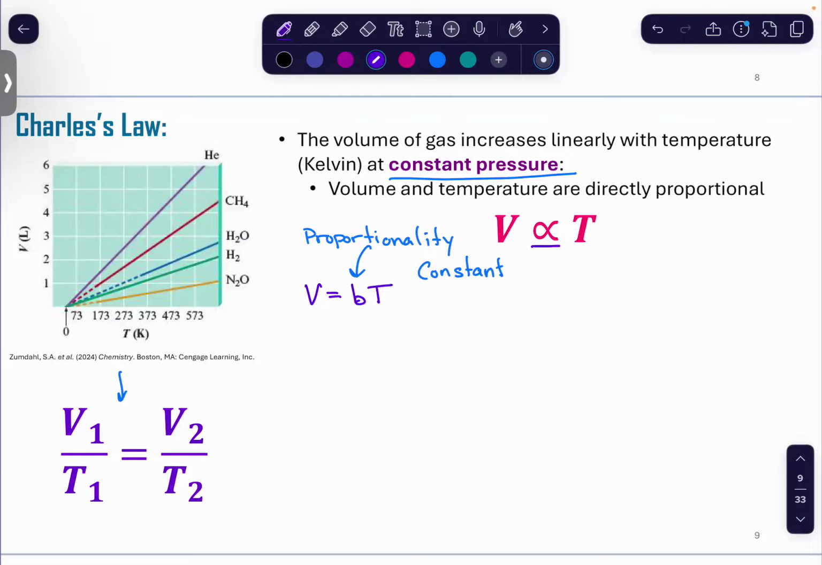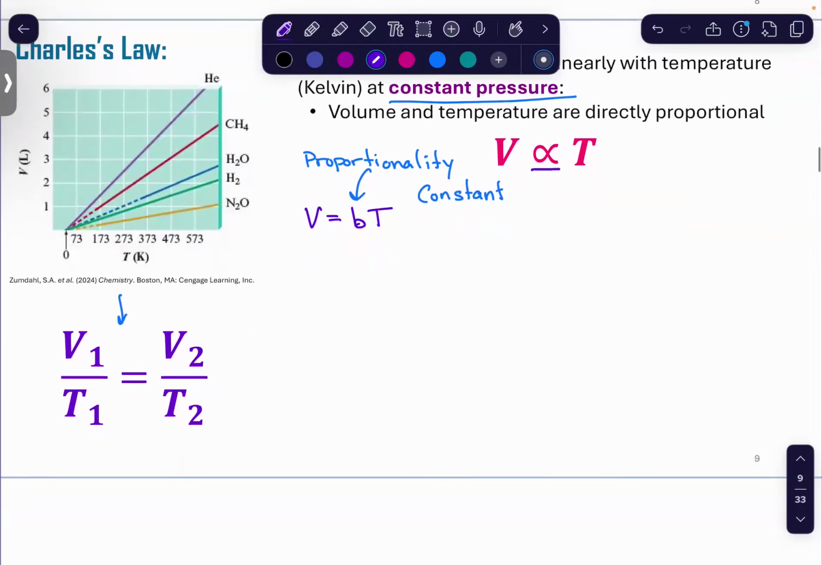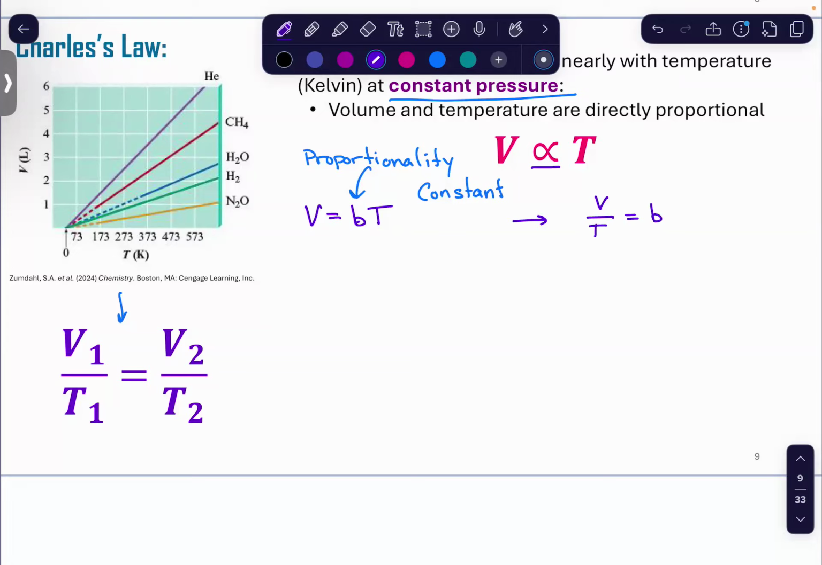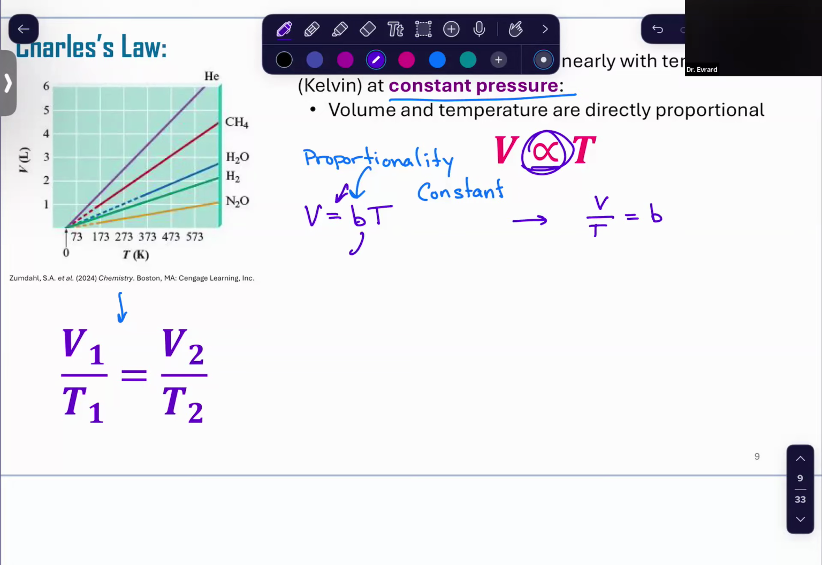Now we can do something similar to Boyle's law, where we are going to rearrange this to get the constant by itself. And so if I divide through by T, V over T is going to equal B, the proportionality constant. Again, to get from proportional to equals, you have to have a proportionality constant.